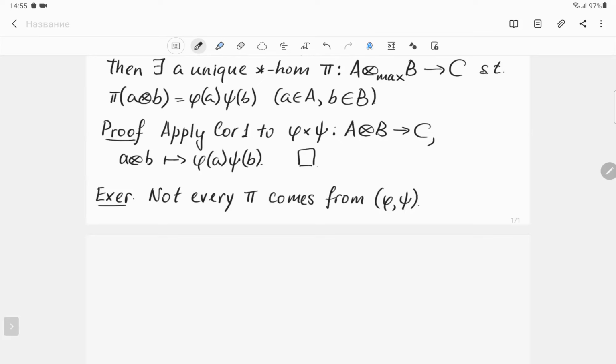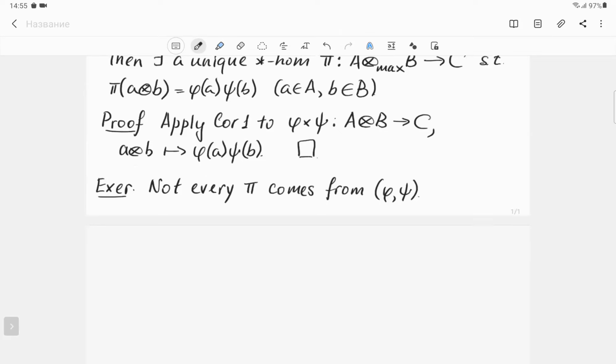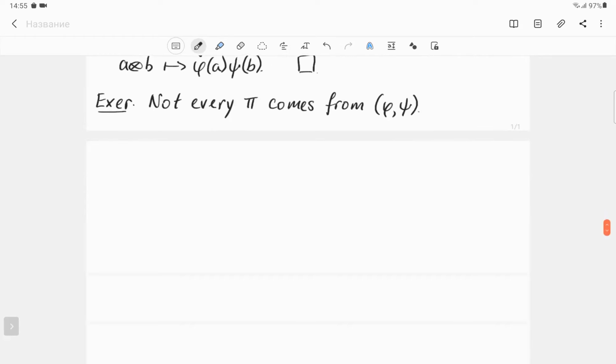So in general, we have no bijection between such pairs of commuting star homomorphisms from A to C and B to C, and the set of all star homomorphisms from the maximal tensor product of A and B to C. But in the special case where C is the algebra of bounded operators on a Hilbert space, everything is okay. And this is our corollary 3.